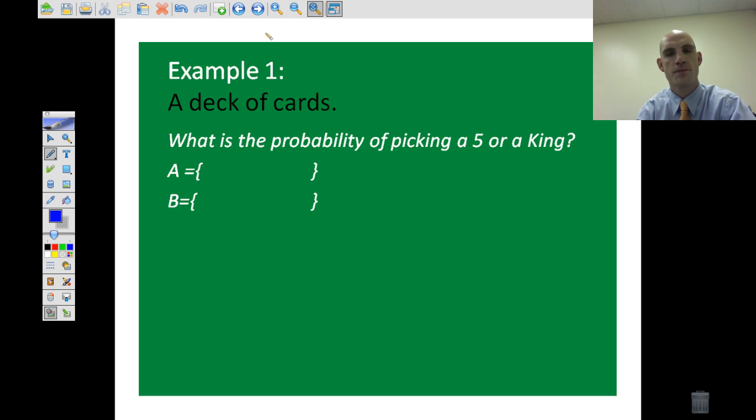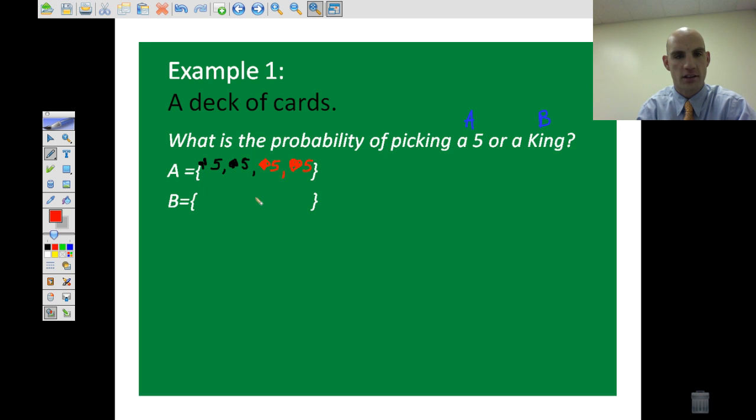And so when we look at a deck of cards, the probability of picking a 5 or a king would look like this. I'm going to go ahead and say this is event A and this is event B. Well, if we look at A, we can have a 5 of clubs, and I'm going to attempt to draw a little club here, okay? Or we could have a 5 of spades, and I'm going to try to draw a spade here, okay? So that's my attempt at a spade. Or we can have the 5 of diamonds, or we can have the 5 of hearts, okay? So there's four possible outcomes for picking the 5.